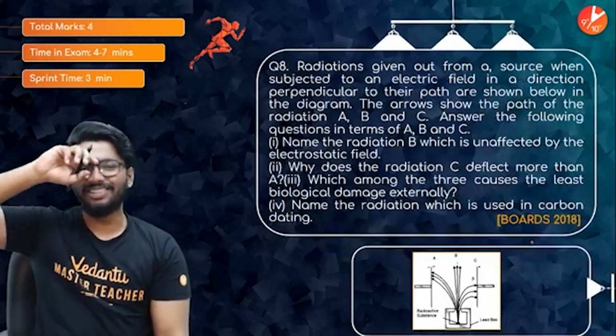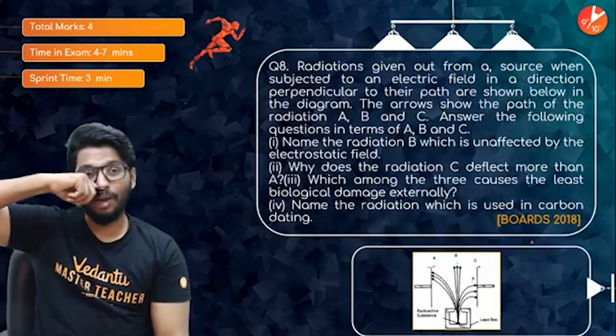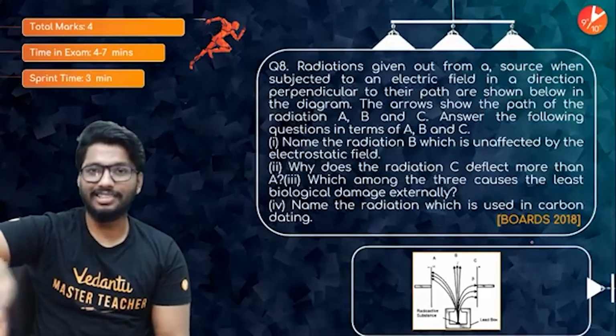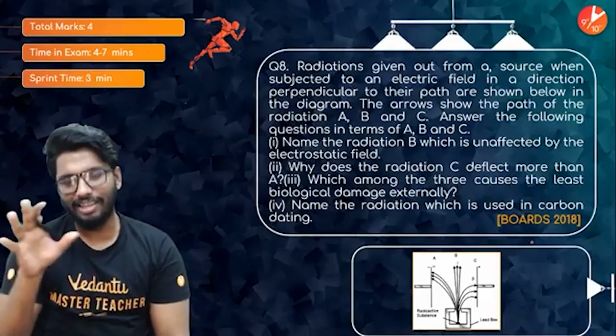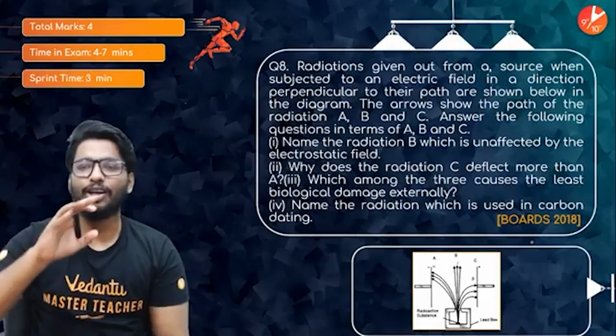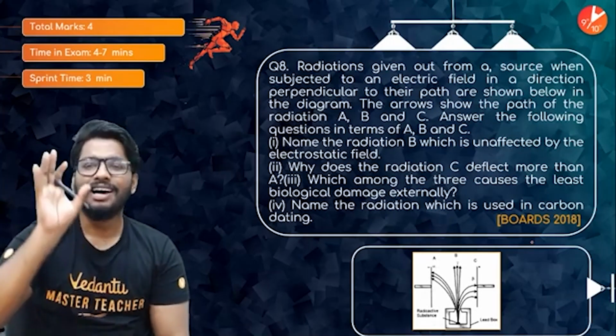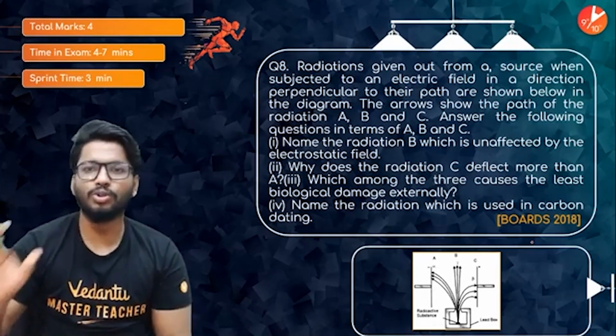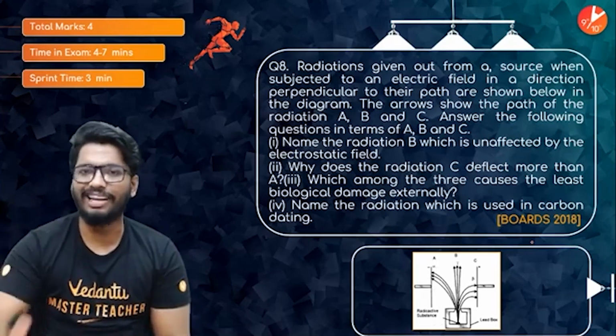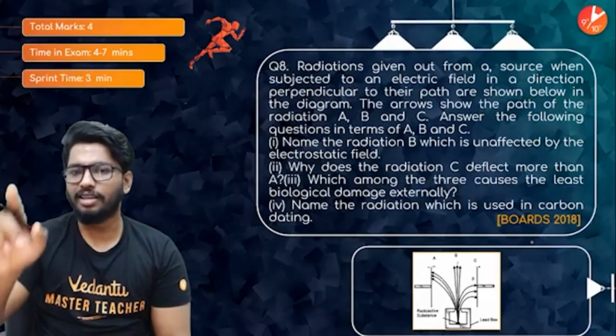Last question, guys. 2018 board exam again. It's a 4-mark question, 4 to 7 minutes in the exam. But in your sprint text, you'll try to do it in less than 2. The question, even though it might look humongous, is actually a very simple question. The question is, radiation given out by a source, when subject to an electric field in the direction perpendicular to their path, is shown in the diagram.